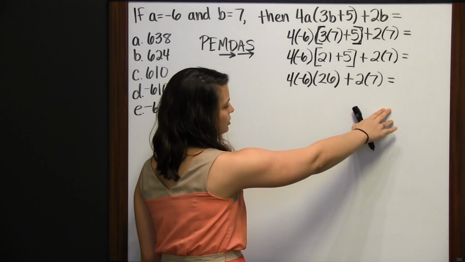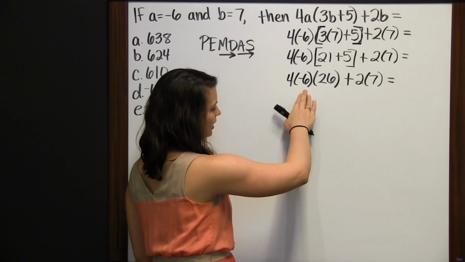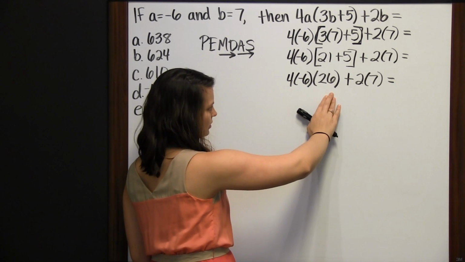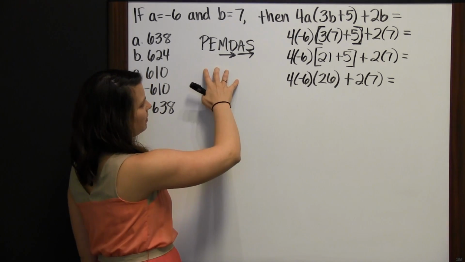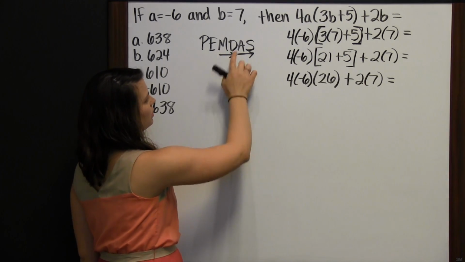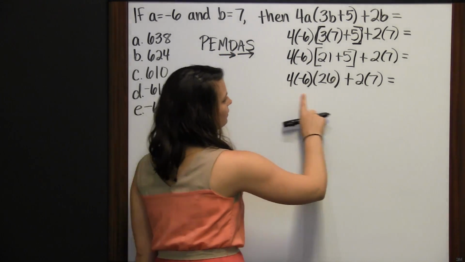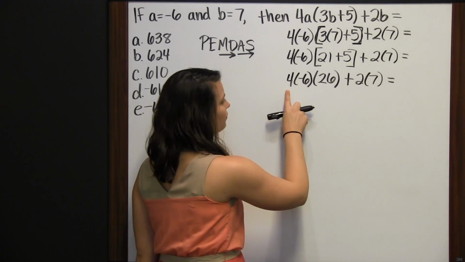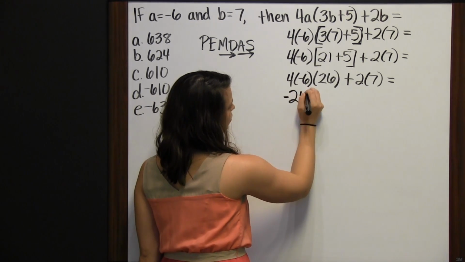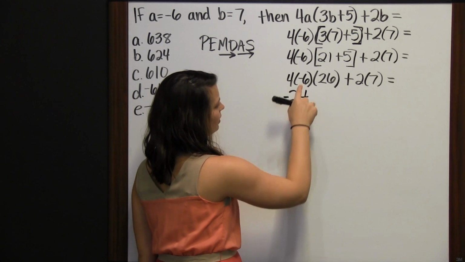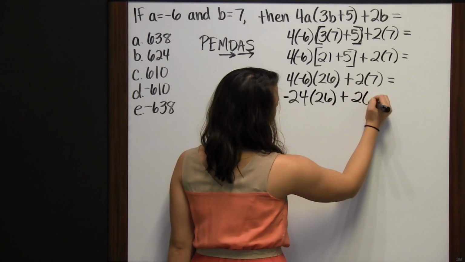So the only operations we have left are multiplication, 4 times negative 6 times 26, and addition. And again, according to PEMDAS, we need to do that multiplication before we get to addition. And we work multiplication and division simply from left to right. So I'll first multiply 4 times negative 6, which is negative 24. Positive times a negative is a negative, times 26 plus 2 times 7.